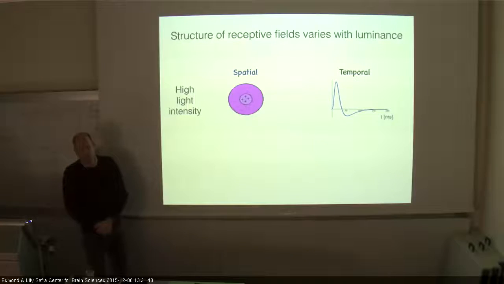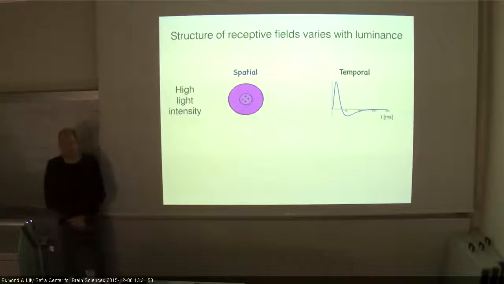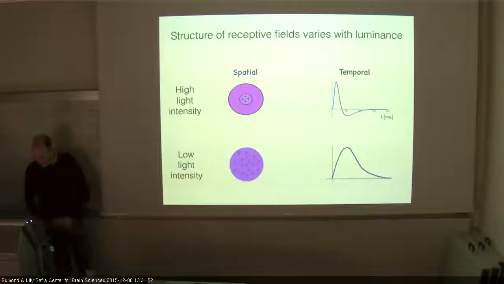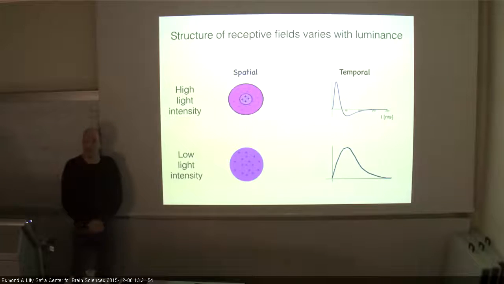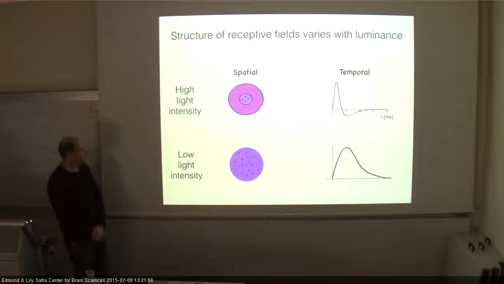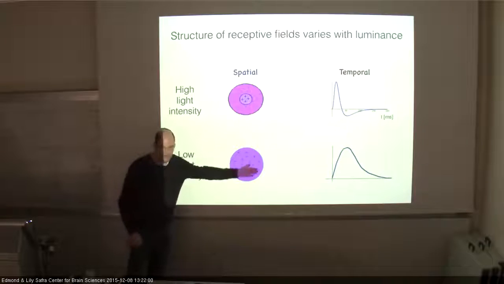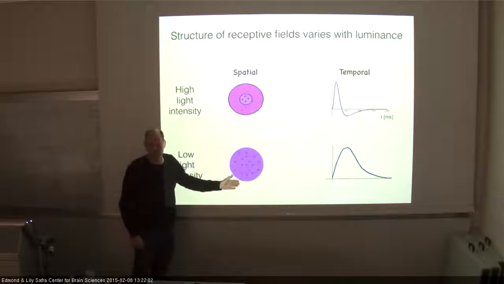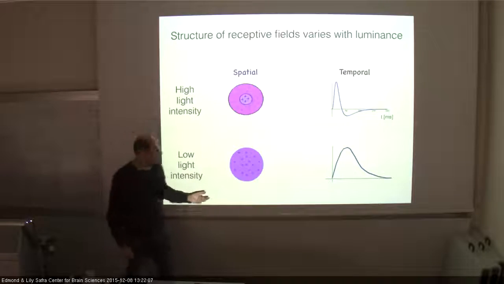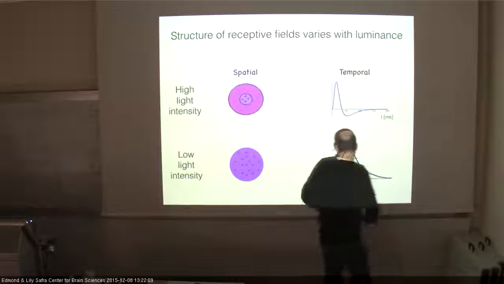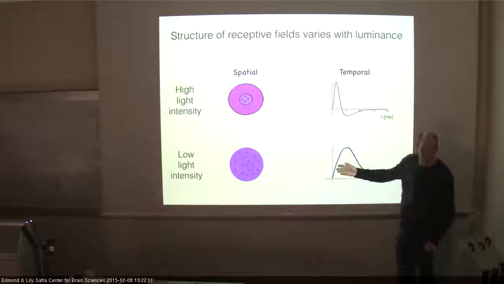But if you move to situations where there's very little light, suddenly the receptive fields change. Okay, so the same cell does not have a center surround receptive field anymore. It just responds to the light in some region. And also in time, it doesn't take a derivative anymore. It just kind of takes an integral of the input over some time scale.